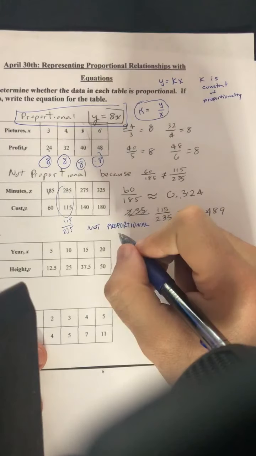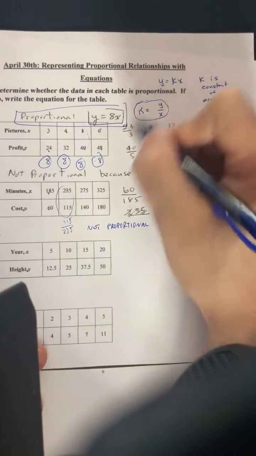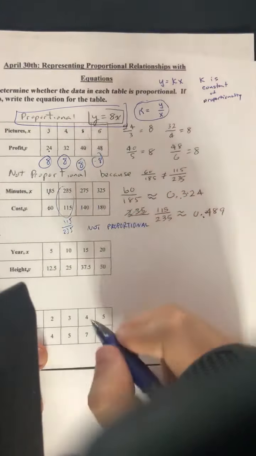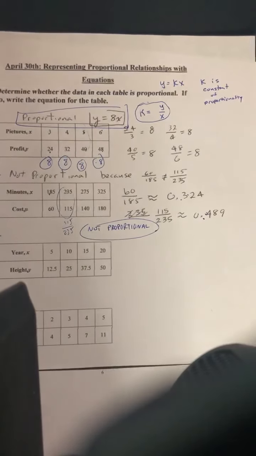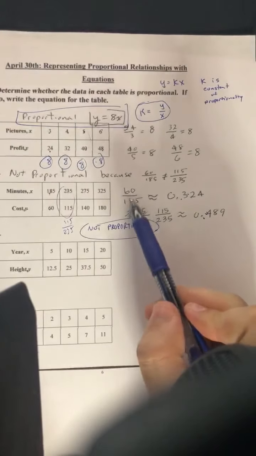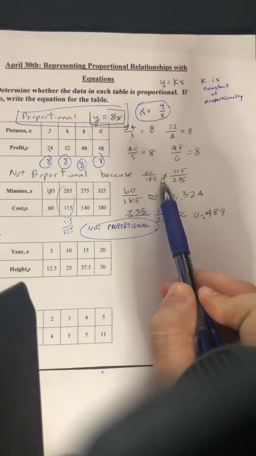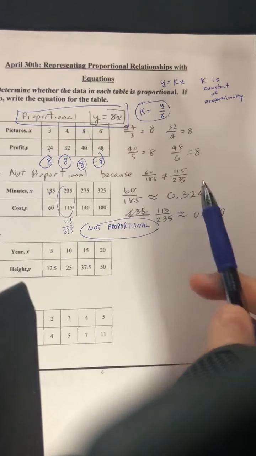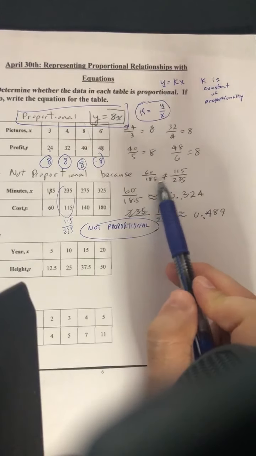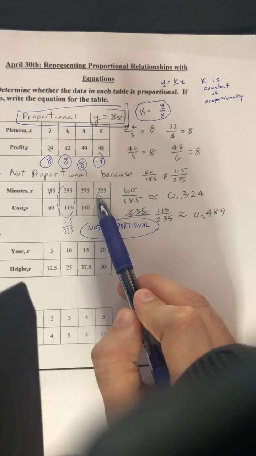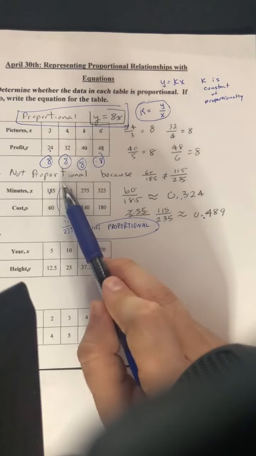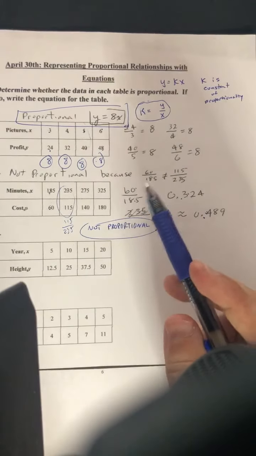And since it's not proportional, there can be no equation, y equals k of x. So you don't have to write any equation. You write non-proportional, you are done. And you would tell us why it's not proportional. It's not proportional because when you did 60 divided by 185, it was not equal to 115 over 235. If these proportions are not the same throughout the entire table that we have, then it's going to be non-proportional. It's as easy as that.